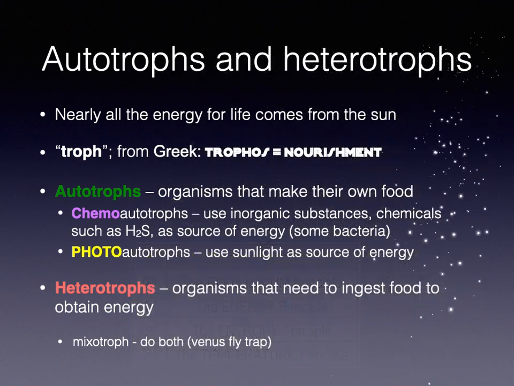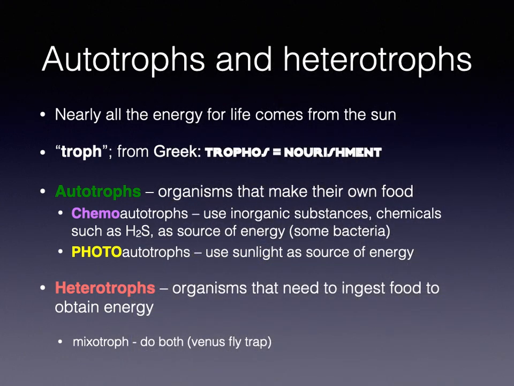You will need to know the difference between an autotroph and a heterotroph. Nearly all the energy for life comes from our sun in some way, shape, or form. Troph is from the Greek trophos, which means nourishment. So autotrophs nourish themselves. They make their own food. Chemoautotrophs use chemicals or inorganic substances. A great example is hydrogen sulfide, and those can be found at the vents at the bottom of the ocean.